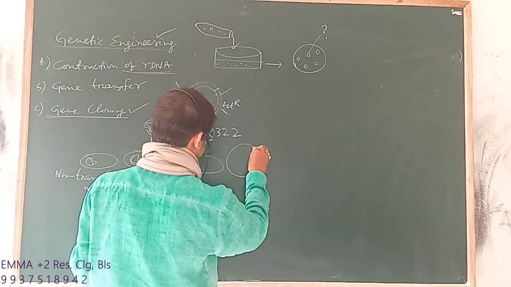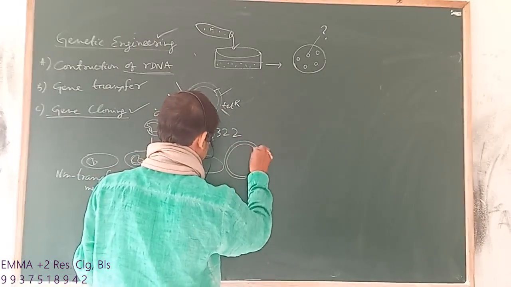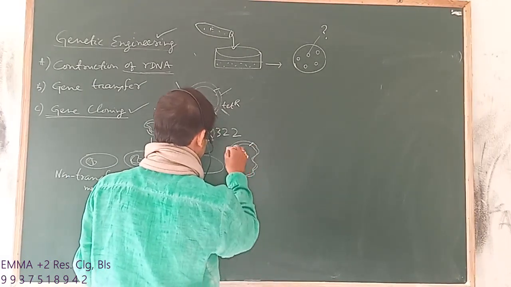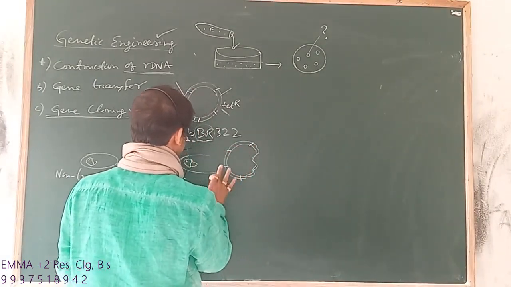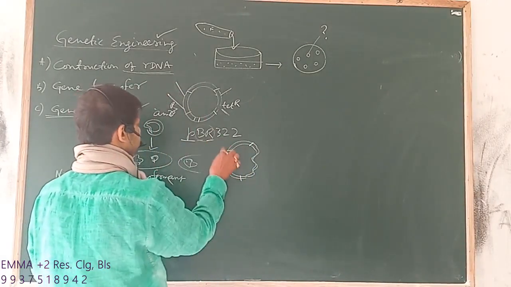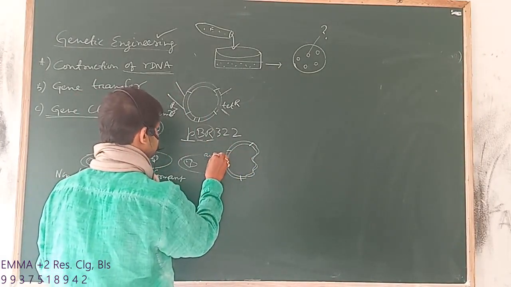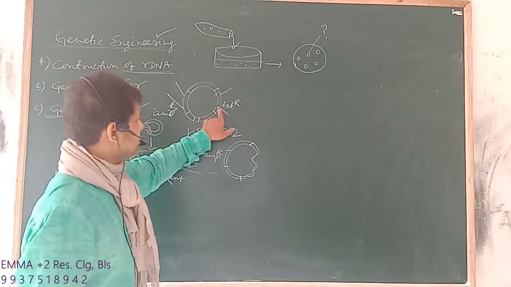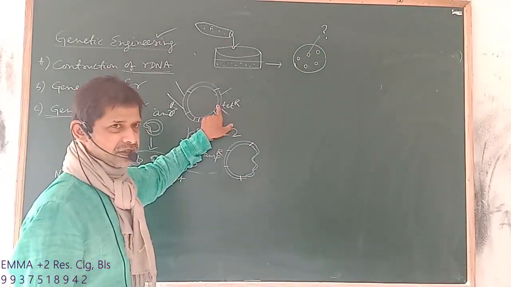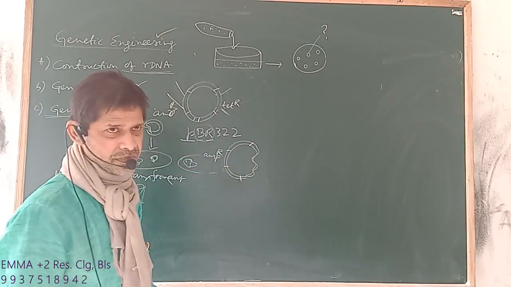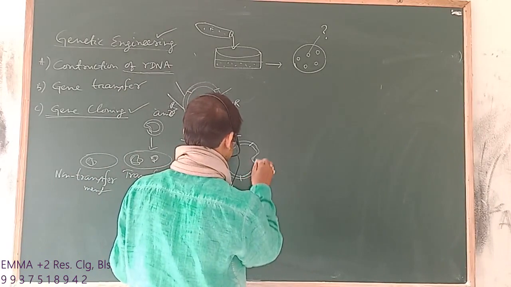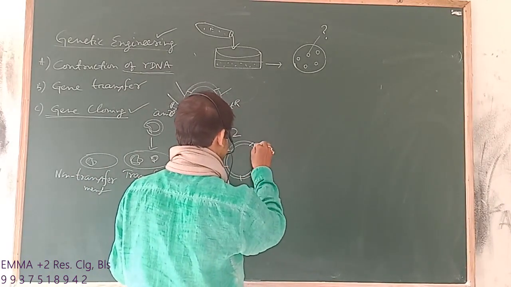Our recombinant DNA contains the ampicillin resistant gene intact, because my insert is in the tetracycline gene.